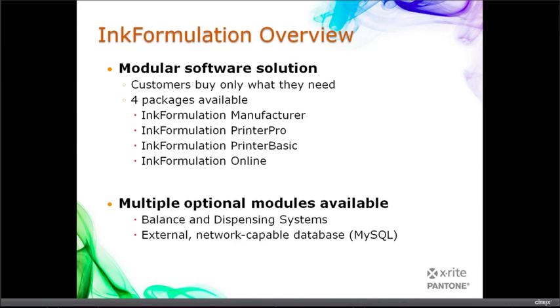The software is a modular software. There are 3 main packages. The main package, called Manufacturer, is mostly used by ink companies. The Printer Pro is for medium or big printers. The Printer Basic is a light version of the software with limited functionalities, but still an affordable solution for smaller companies who plan to start doing spot mixing on site.